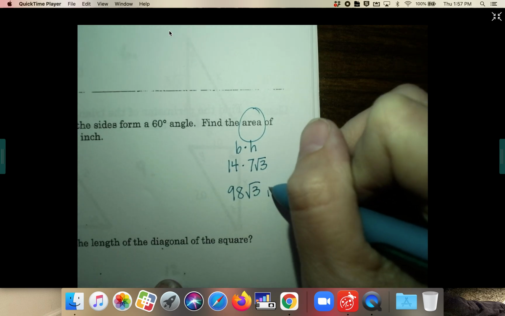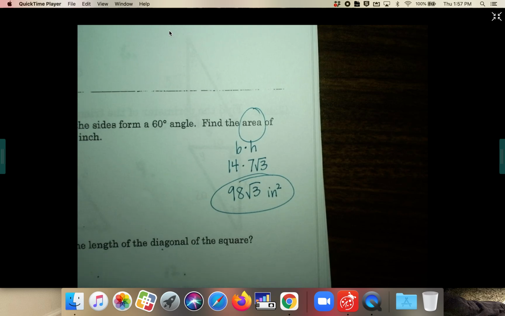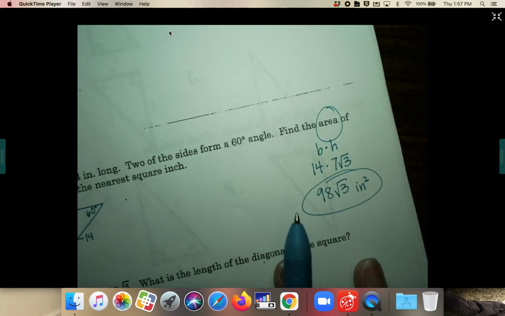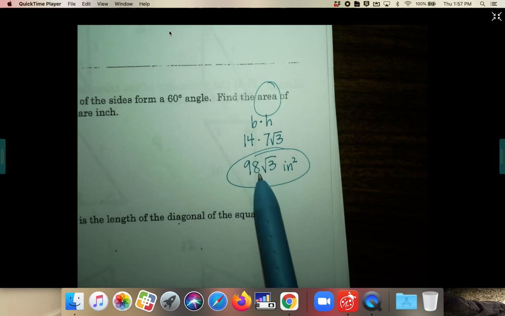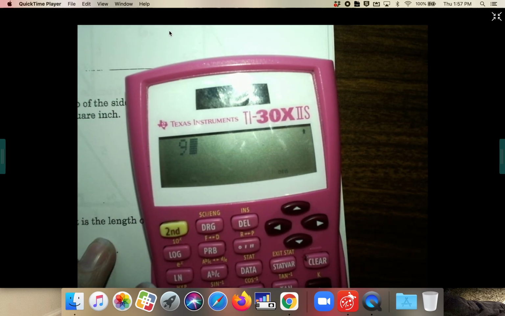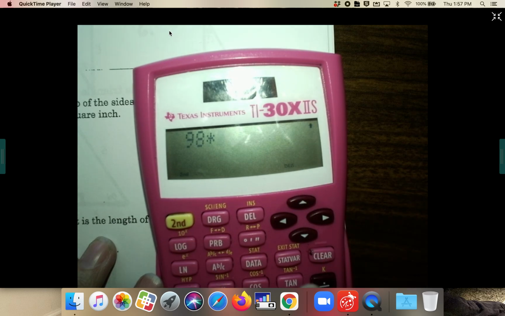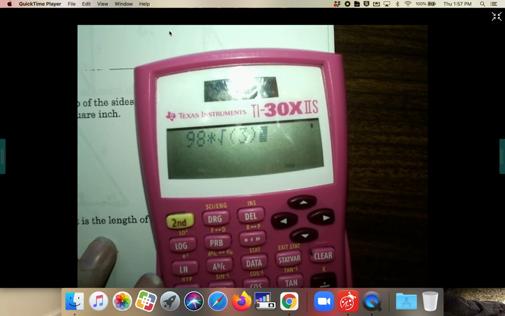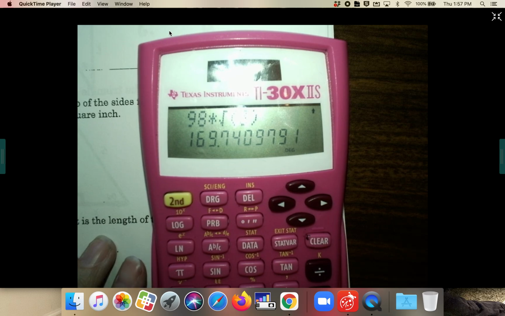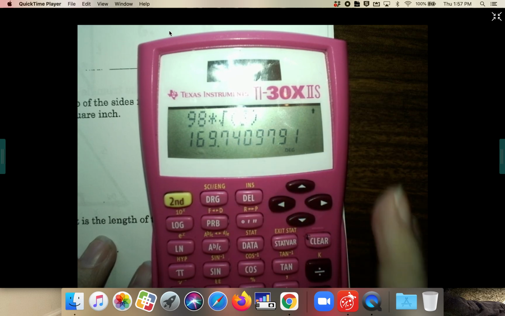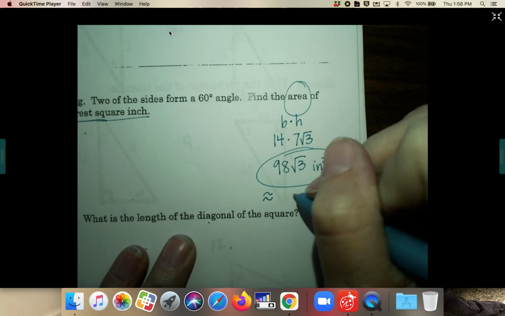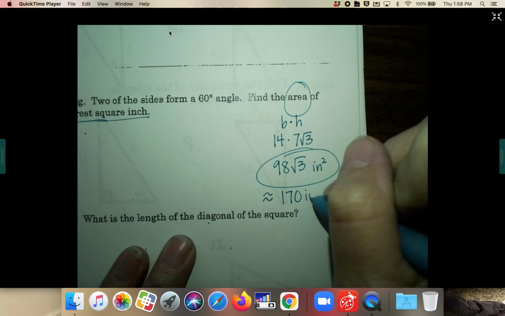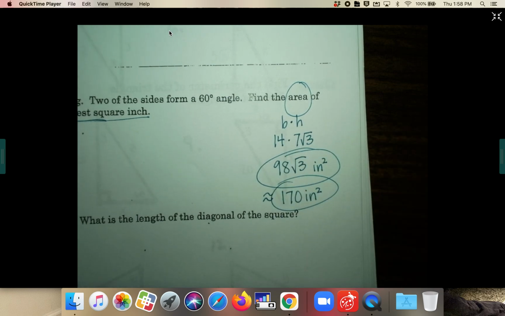It says square inches, so inches squared. All right, if we're leaving it in simplest radical form, that's the answer. I see here now that it changed the directions and it said round to the nearest square inch. So actually, if we put that in your calculator, 98 times the square root of 3, I'm going to close my parentheses, is 169, but actually the 7's going to bump it up to about 170 because it says round to the nearest whole square inch. So I'm going to say, or it could be about 170 square inches. Either one of those answers are totally fine.